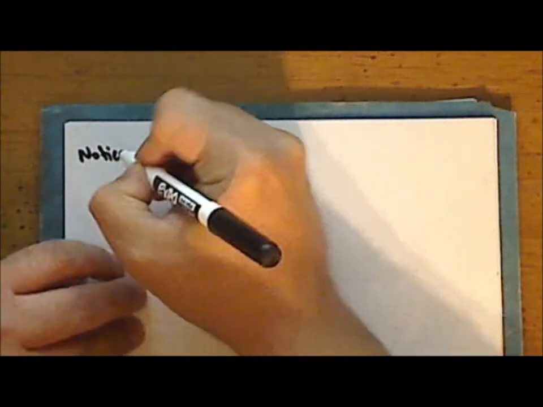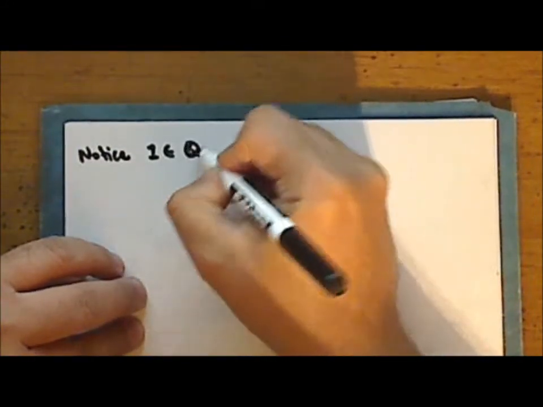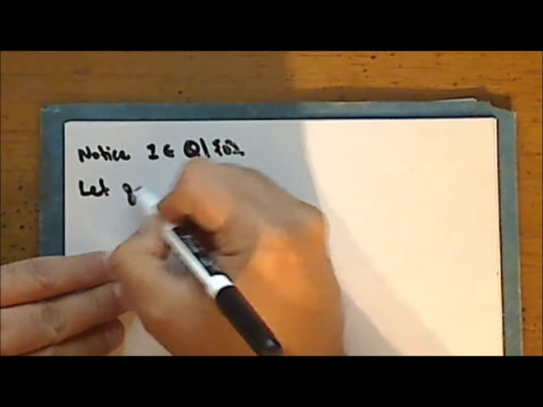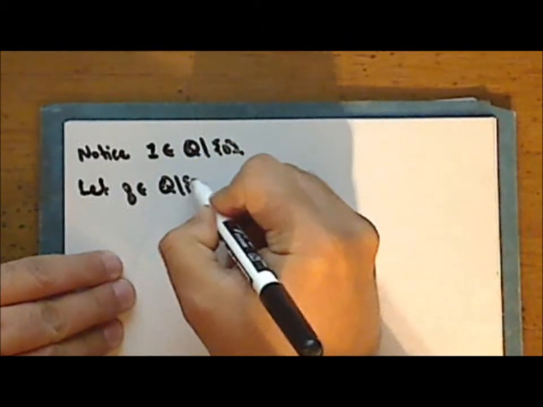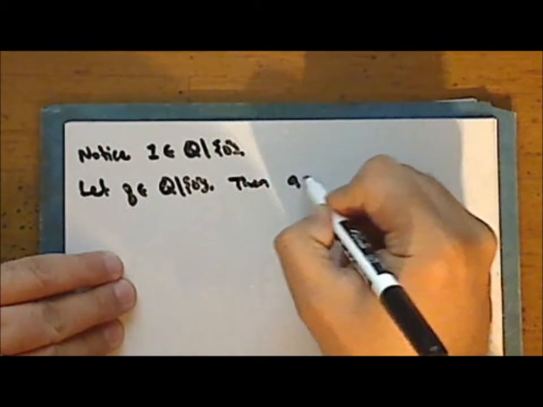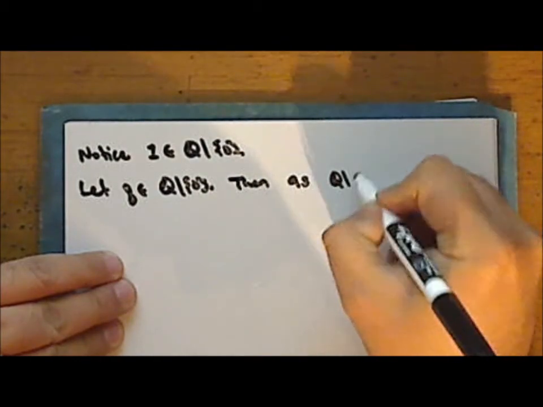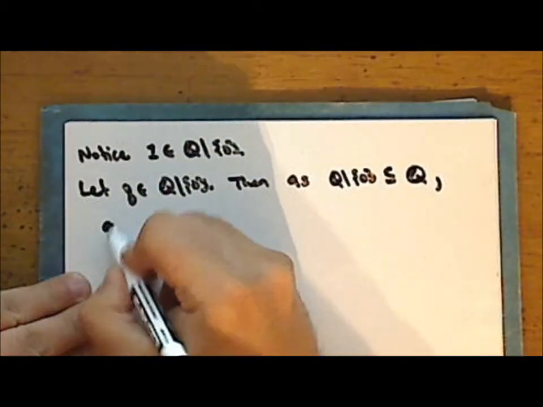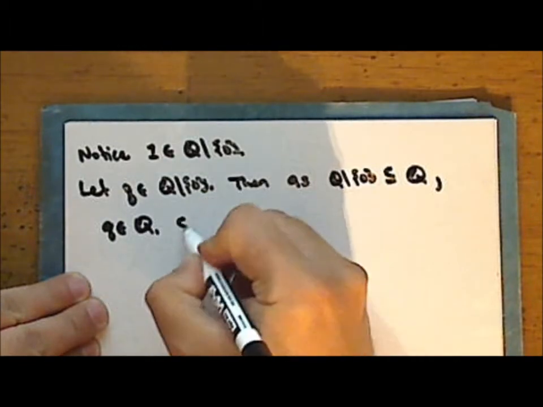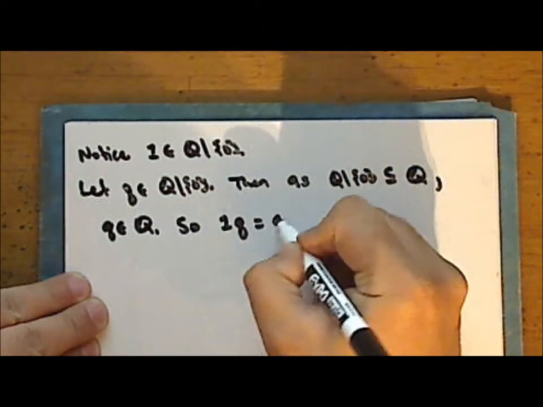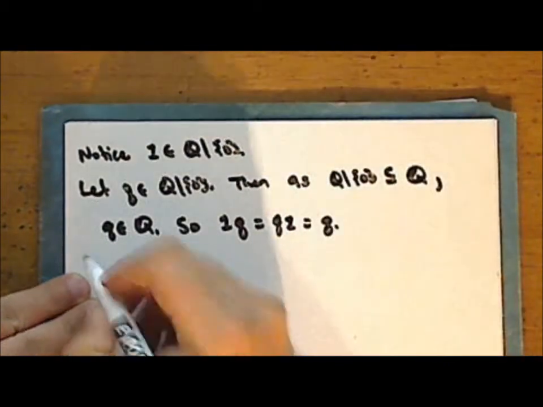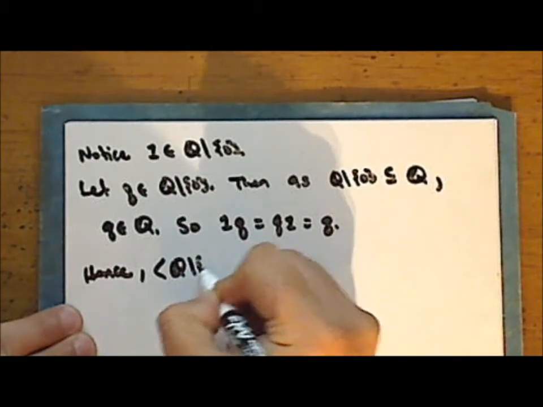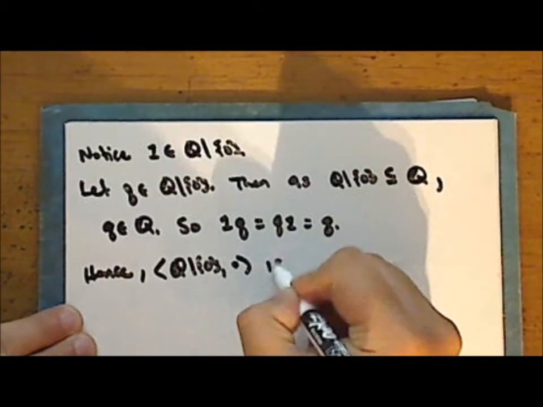So notice that the number 1 is a non-zero rational number. Let q be a non-zero rational number. Then, as the set of non-zero rational numbers is a subset of the entire set of rational numbers, this number q is rational. And so 1 times q is equal to q times 1, which is q. And hence the structure consisting of the non-zero rational numbers under multiplication is a monoid.